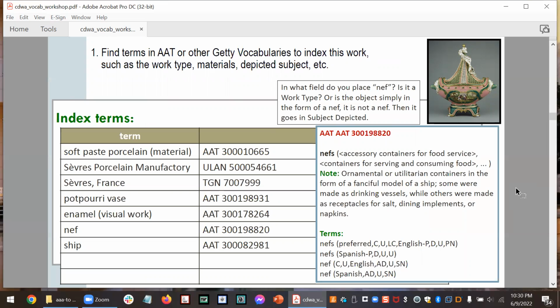And here, and at the back of this presentation, I have about 10 exercises where you can look for terms, and then I lay out some of the issues that you might find. For example, in this case, the description says that this is in the form of a NEF, N-E-F, which was a type of ornamental container that was on the table at some point. So the question: is this a NEF, or is it made in the form of a NEF? So anyway, there are some subtleties that you can go through, and these examples will help flesh out some of these issues that might be of interest to you.